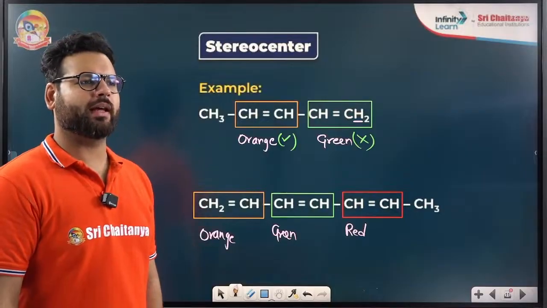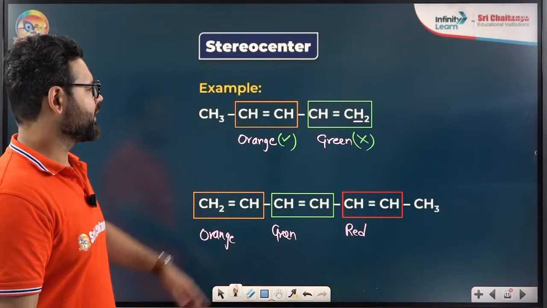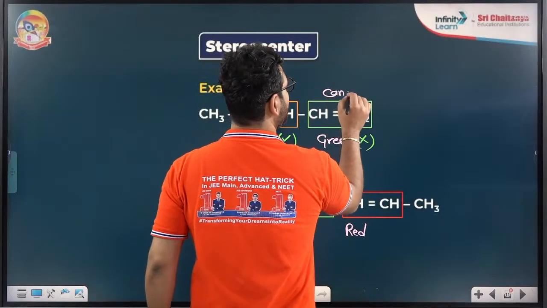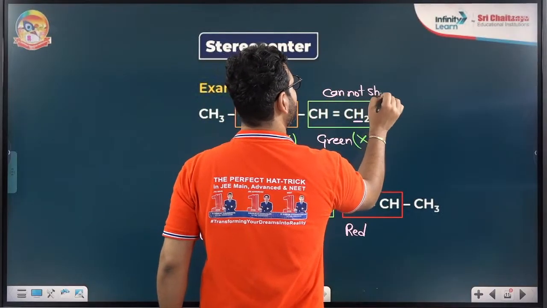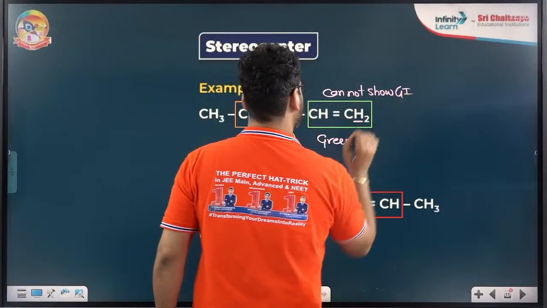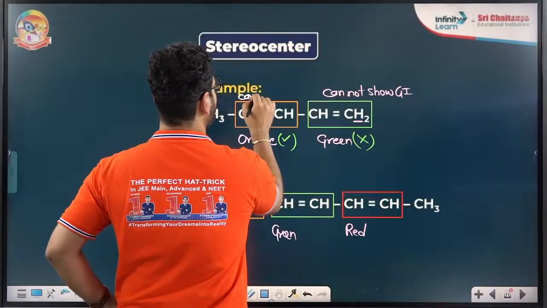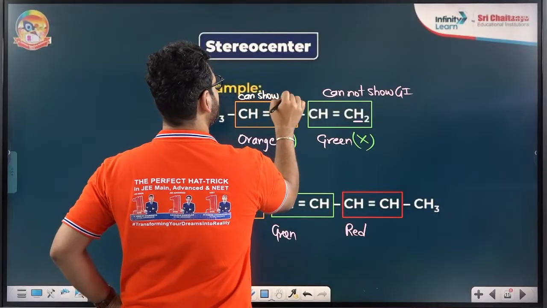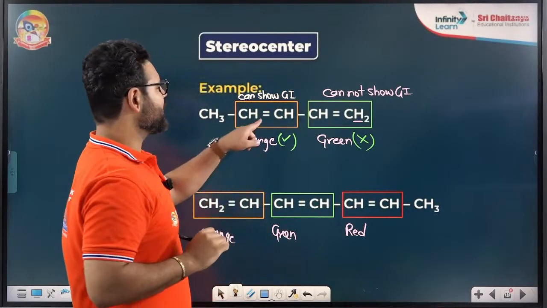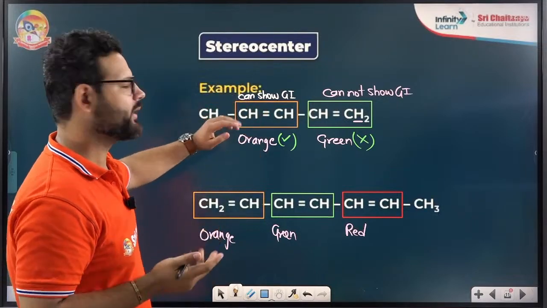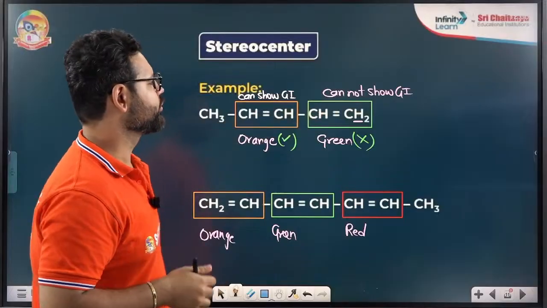If two hydrogens are there, this cannot show GI. So this part cannot show GI, but this double bond carbon can show GI, can show geometrical isomerism. So cis trans can exist here. If both the hydrogens are on the same side, it is cis, opposite side trans. This one cannot show GI.